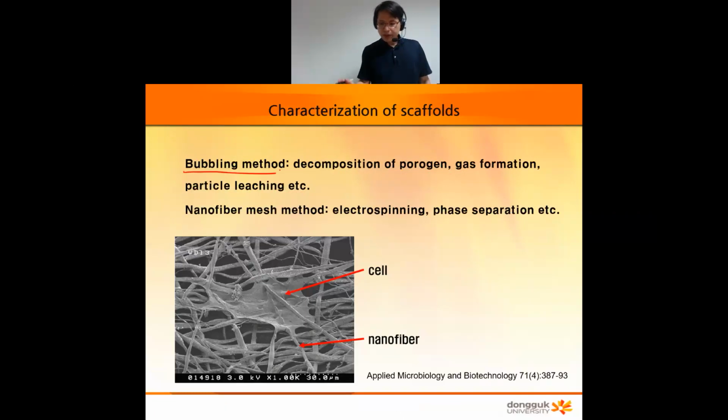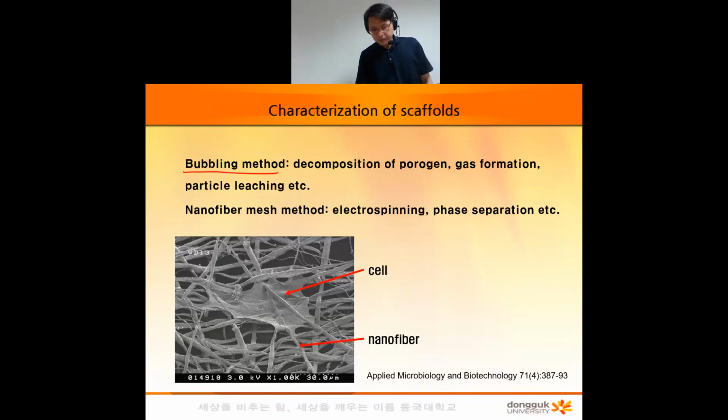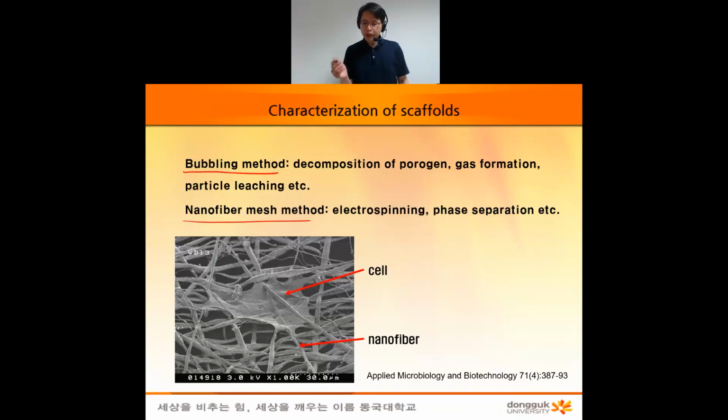The bubbling method is like decomposition of porogen, gas formation, or particle leaching, which makes the pores inside of the scaffold. You already know what gas formation and particle leaching are, as we learned them in the ceramic part. And the nanofiber mesh methods: electrospinning is a kind of nanofiber mesh method, and phase separation is another nanofiber mesh method.